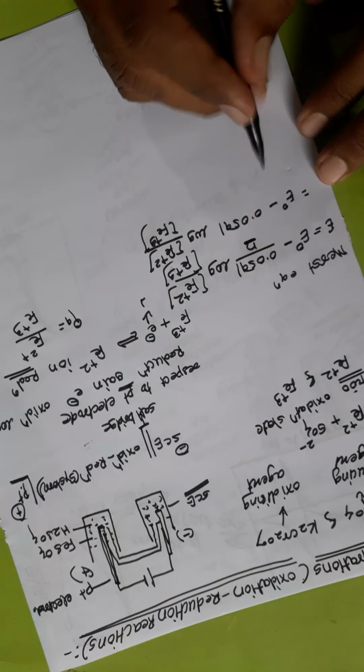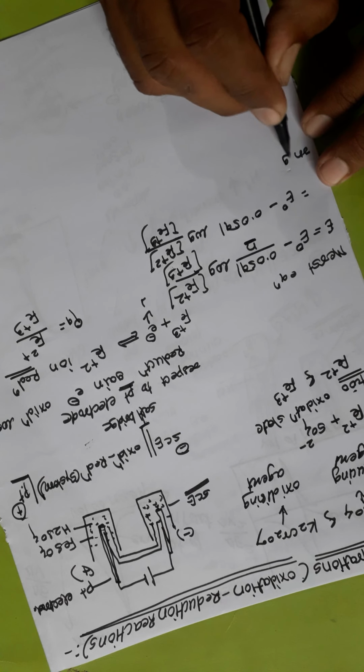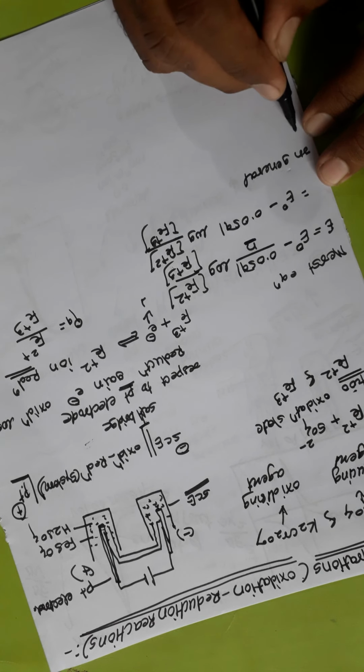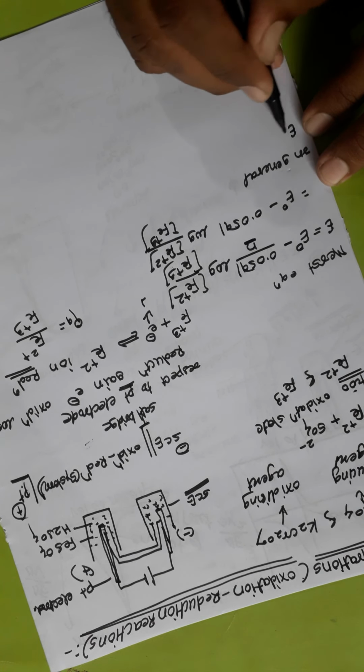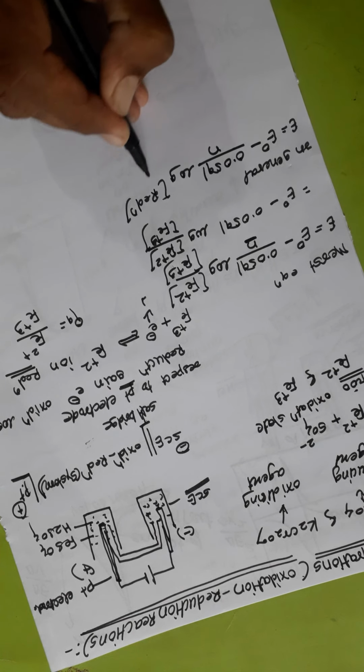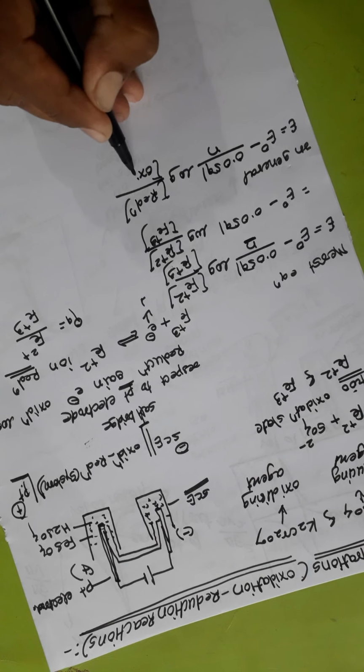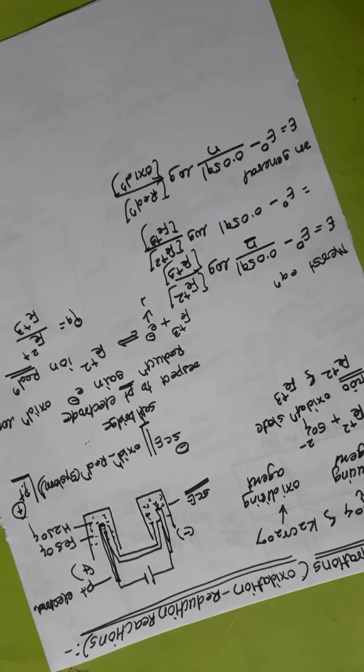In general, it is written as E is equal to E0 minus 0.0591 upon n log of reduction upon oxidation. Fe2+ ions are converted into Fe3+, so this is the reduction and oxidation reaction.